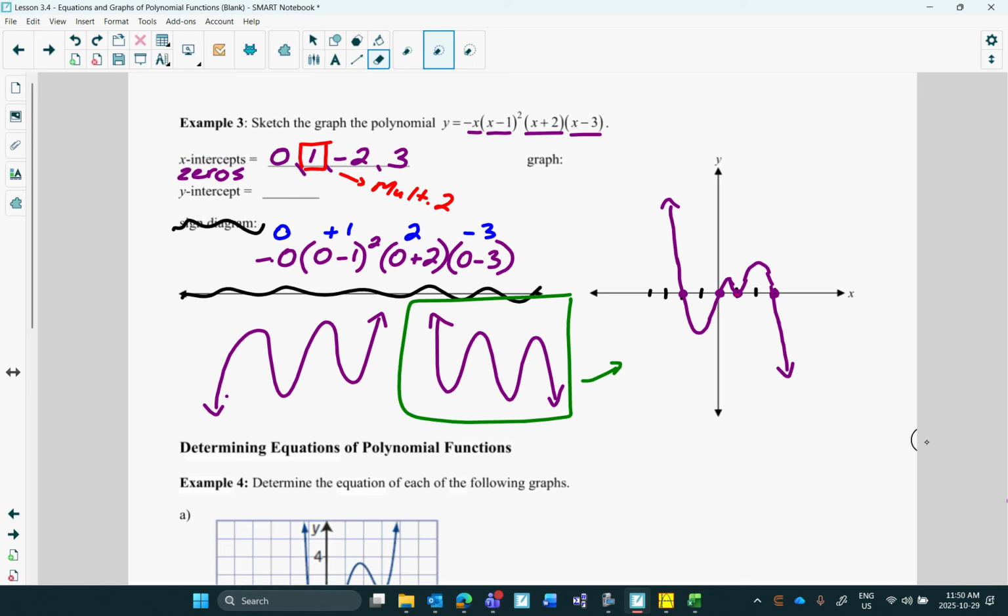So I'm going to stop there. And we're going to go the other way on Friday, where we're given the graph and asked to write the equation. Okay.